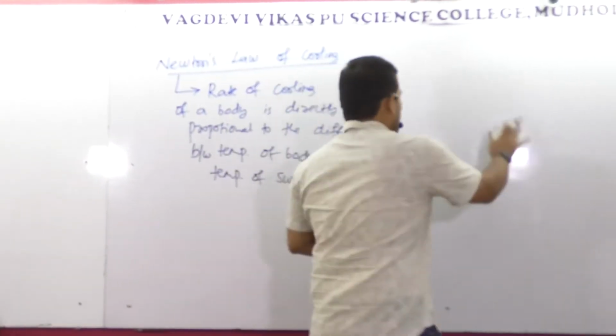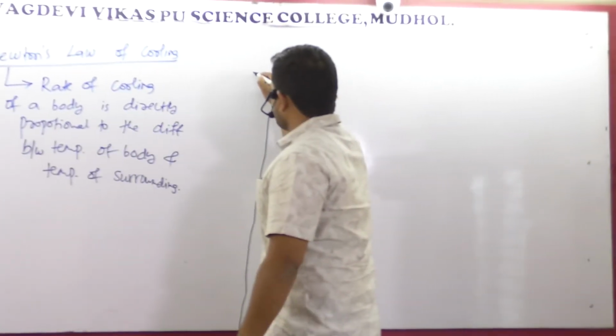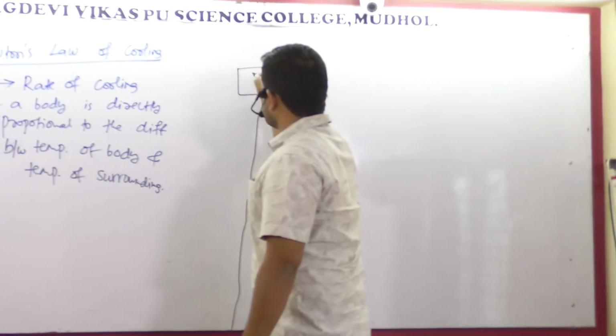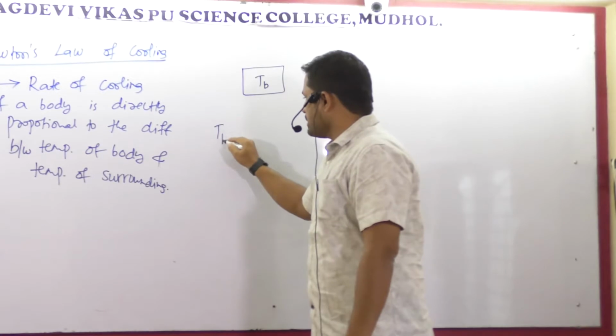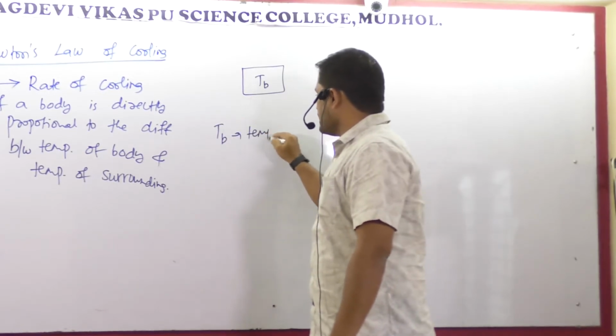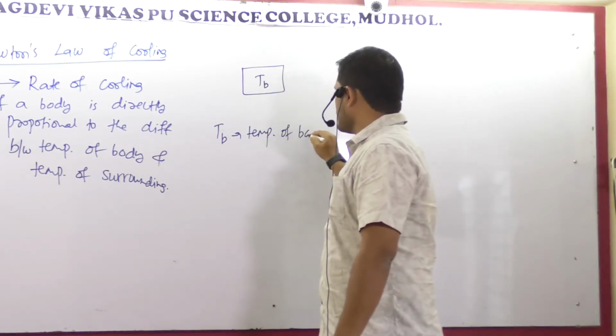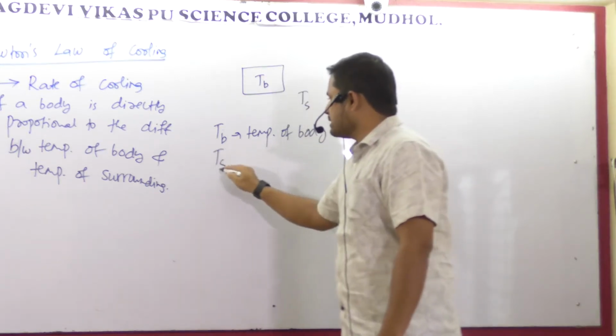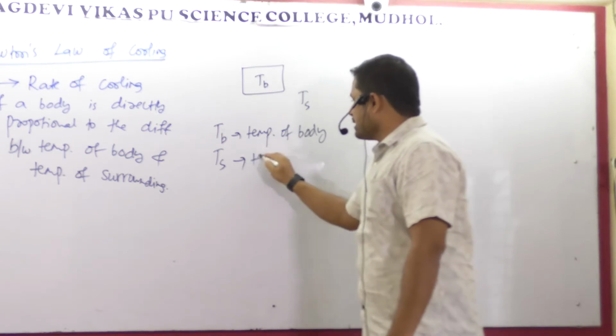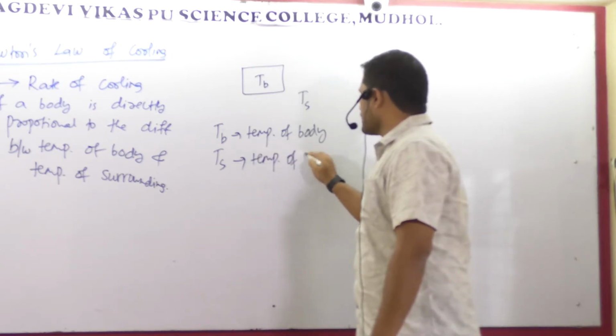temperature of surrounding. For example, let me take a body here. One body is there. Its temperature is TB. TB means temperature of body. And I have surrounding, and temperature of surrounding is TS. Let me write it as TS. So TS is going to be temperature of surrounding.